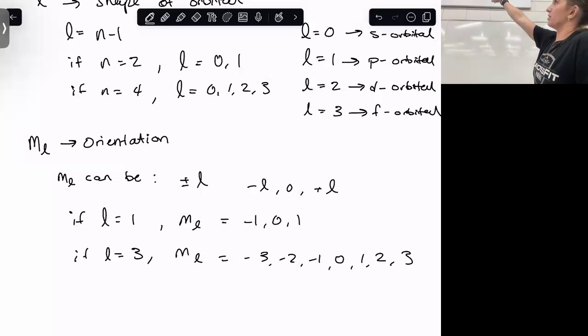So for when L is equal to 1 and M sub L can equal -1, 0, or 1, that's the dumbbells. That one's the easiest for me to see, because you can either have it going along the y-axis, the x-axis, or the z-axis. So that's why there's 3 of them, because there's 3 different orientations. For L equal to 3, we now have 7 different orientations. And that just gets really funky with math that we don't need to know for this class. Does that mean there are 7 orientations? Yes, yep.